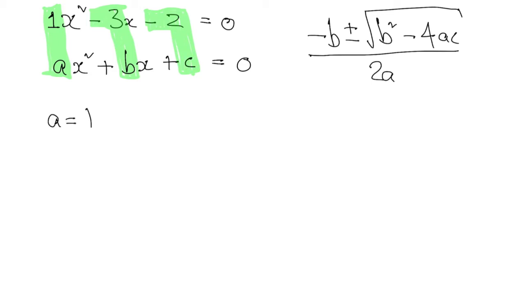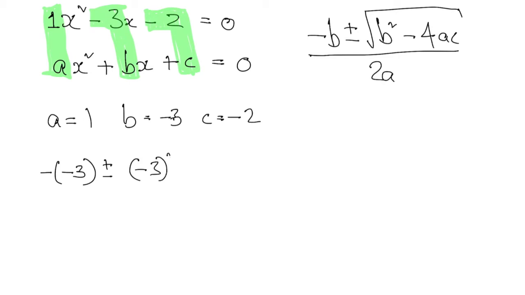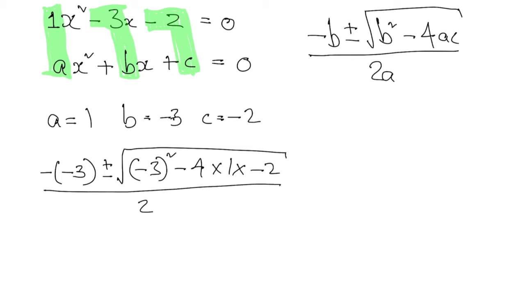A takes a value of 1, b takes a value of negative 3, and c takes a value of negative 2. These three values for a, b and c will be substituted into the quadratic formula. Careful about double negative signs. Starting off in the top line, we have minus b, so it's going to be minus negative 3 on the top, then plus or minus the square root of b squared, so negative 3 squared, minus 4 times 1 times negative 2. It's the square root of all of that, and divide that by 2a, 2 times 1.